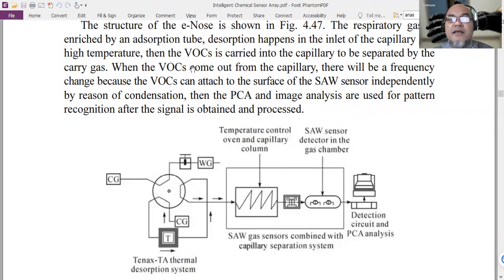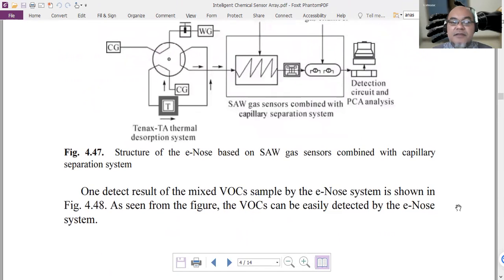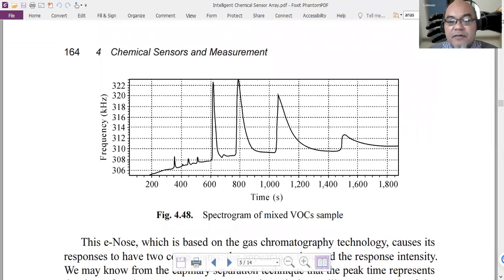And when the VOC, volatile organic compounds, come out from the capillary, coming out here, there will be a frequency change because the VOC can attach to the surface of the surface acoustic wave sensor independently with the SAW by reason of condensation. And then the recognition is done by using PCA, principal component analysis. This is a well-known technique in statistics and image analysis for pattern recognition.